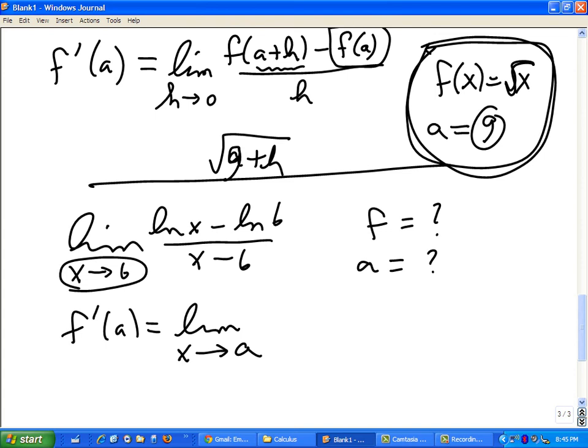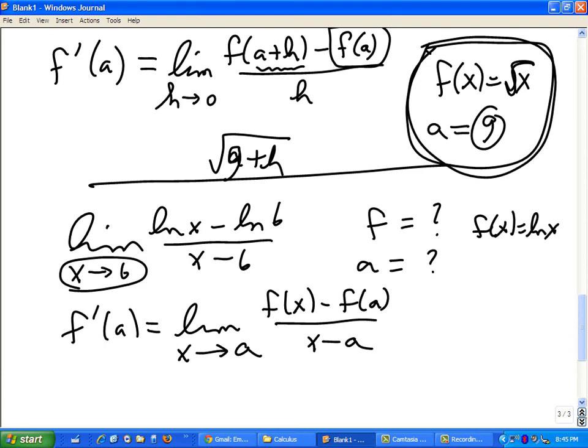And this is even more obvious. What's f got to be? Well, looks to me like f of x, you have no choice, has to be log of x. And a has to be 6 to make the pattern fit, right? So this has to be that. f has to be the log function, and you're done.